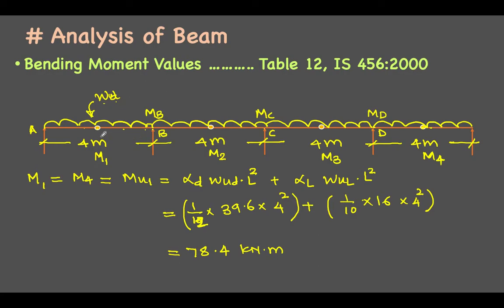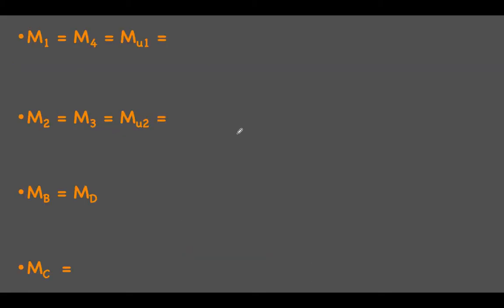Now M1 and M4 are the middle of the end span, and M2 and M3 are the middle of the interior span. Okay, so we'll do it now. As I have explained earlier, this is what we are getting. How much will we be getting? 78.4 kilonewton meter. Now, in the same way, tell me how to write for M2 and M3.